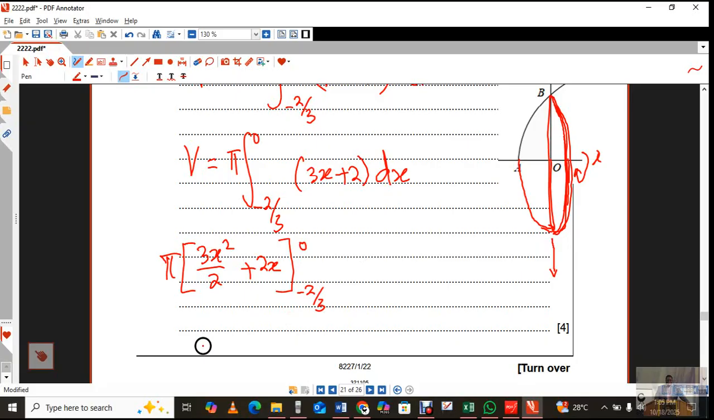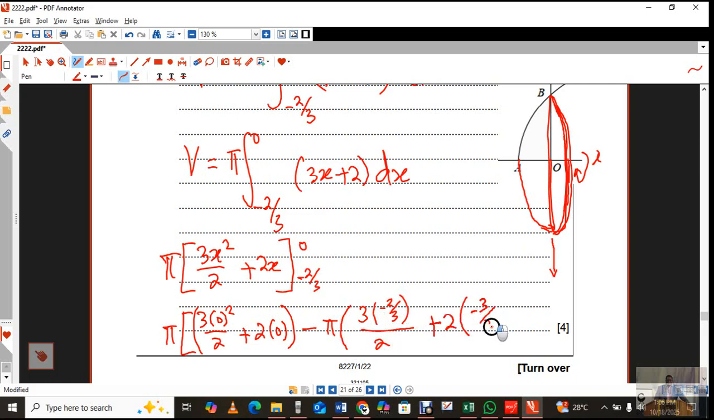So you're now going to have to substitute the upper limit. When we do the upper limit, I'm going to put out my pi. That is going to be 3 times 0 squared over 2 plus 2 times 0, minus, we're going to put the lower limit, but remember I still have a pi value, so I'm going to have minus pi, and then I have 3 negative 2 over 3 upon 2 plus 2 times negative 3 over 2, right?